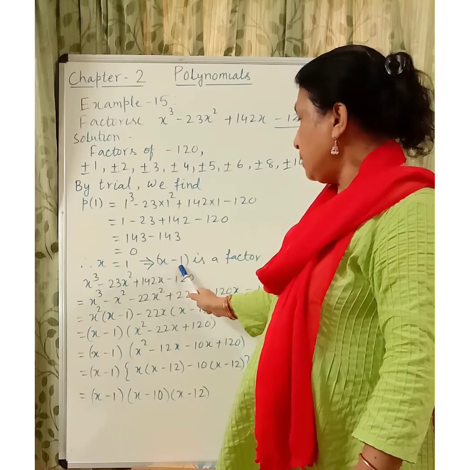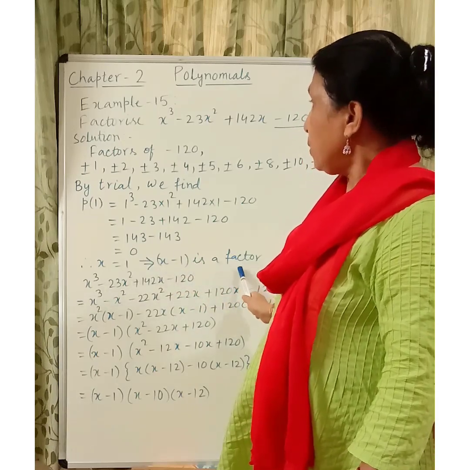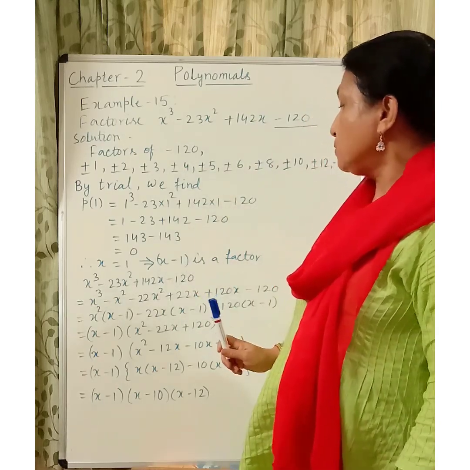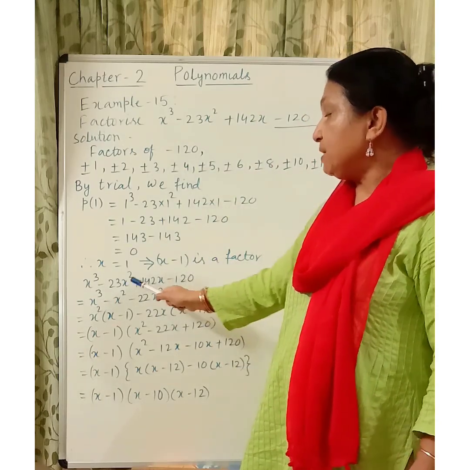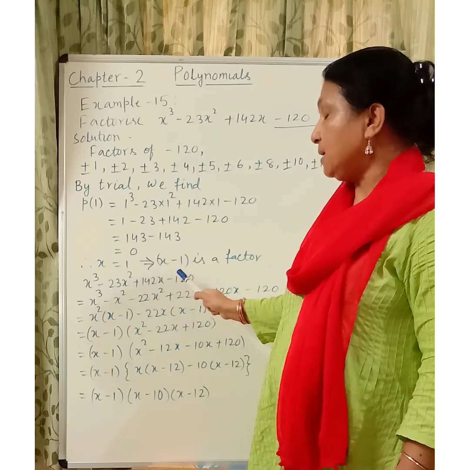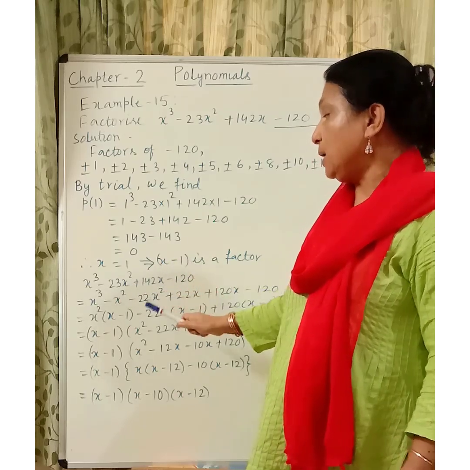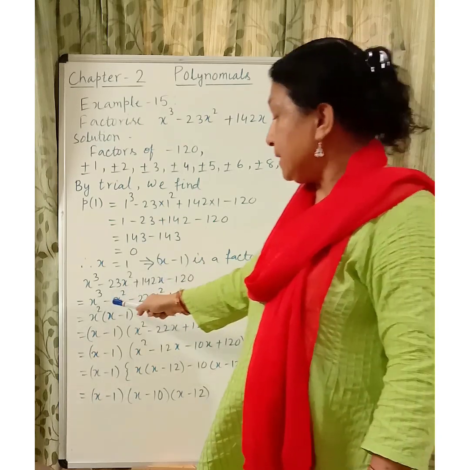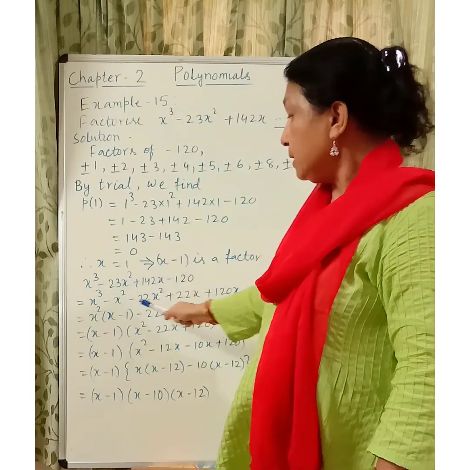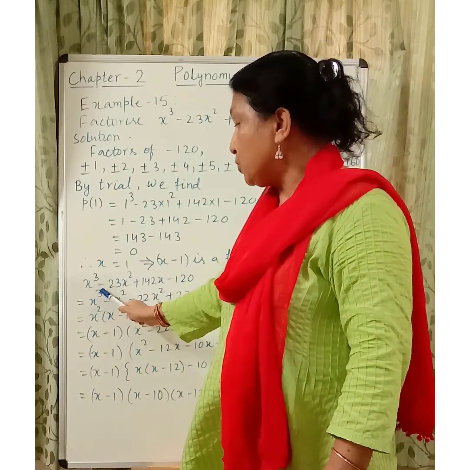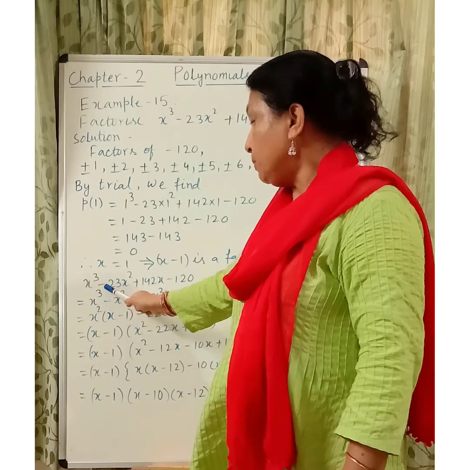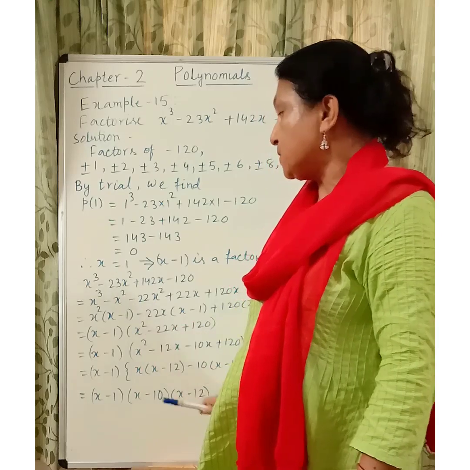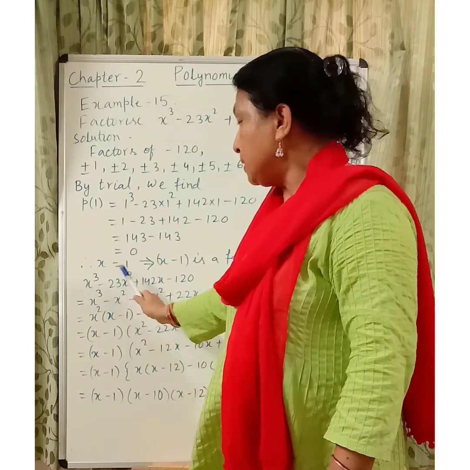So x minus 1 is a factor. So we got one factor of this polynomial as x minus 1. So what will we do now? We will split the terms so that we get x minus 1 as the factor in the next step. Now splitting the same polynomial, in the next step we have x cube minus x square, minus 22x square, which will be minus 23x square.